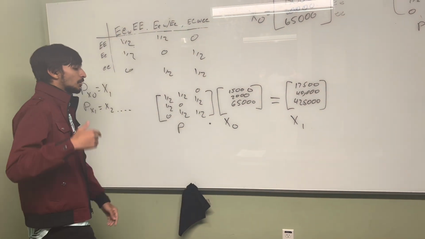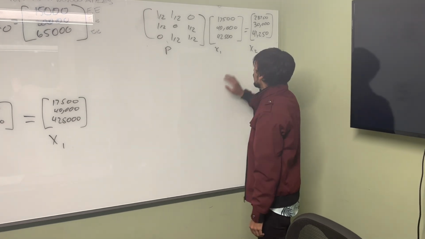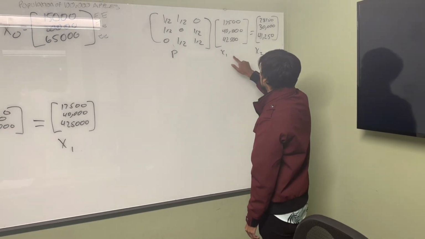Now, let's say we want to do another year. We would take that vector right there and multiply it: P times x1 equals x2.